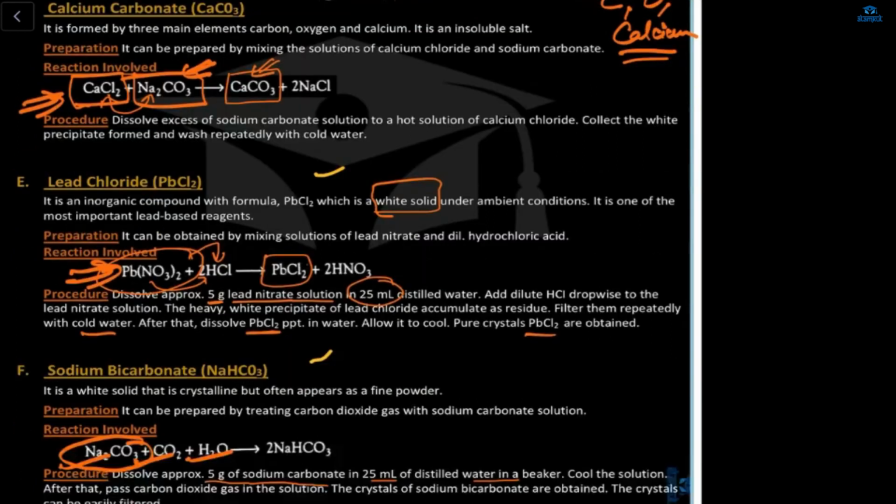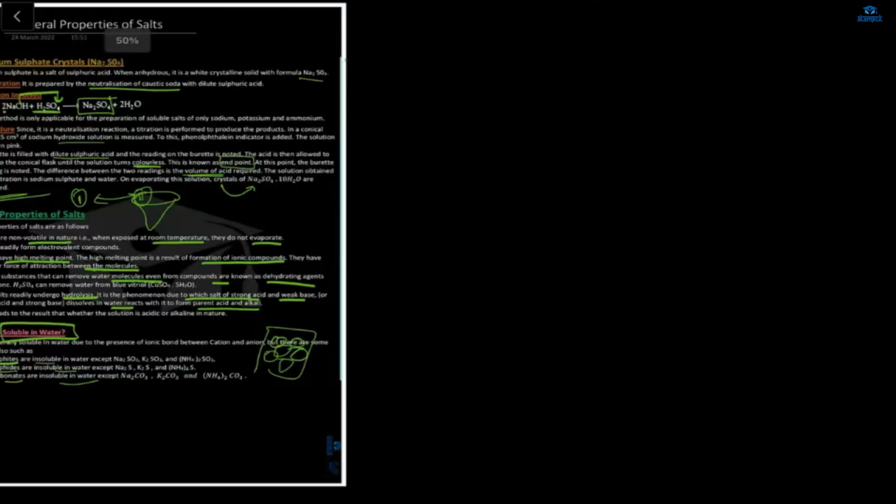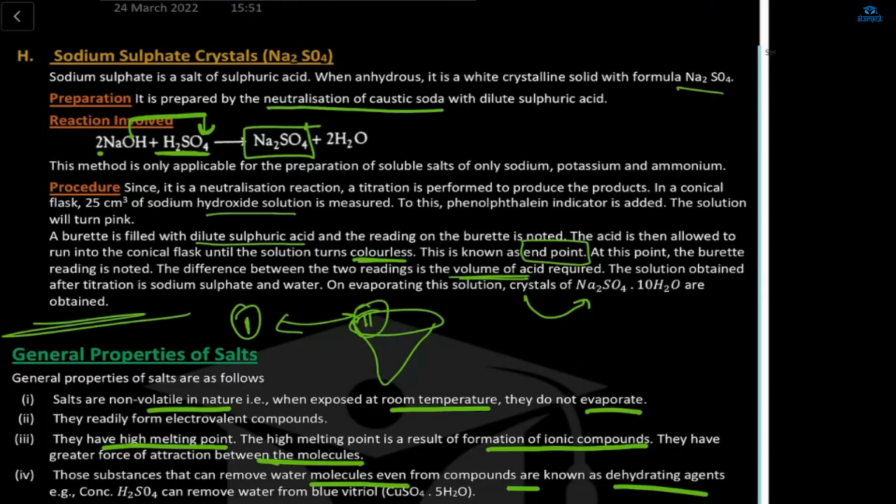What about sodium bicarbonate? Sodium bicarbonate is prepared by carbon dioxide gas and sodium carbonate, right? Yes, ma'am. 5 grams of sodium carbonate in 25 ml of distilled water in a beaker. Okay. And what is the last part? Sodium sulfate crystal. Here, what is the procedure of sodium sulfate crystal?